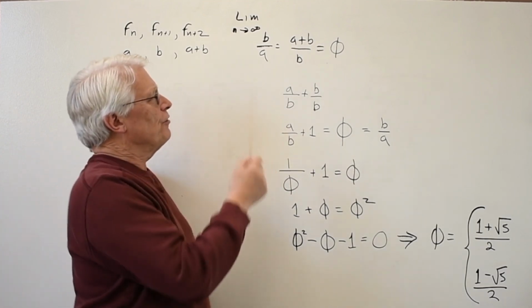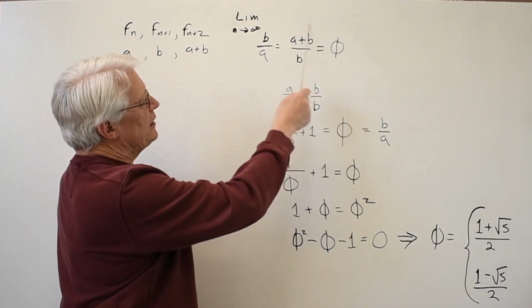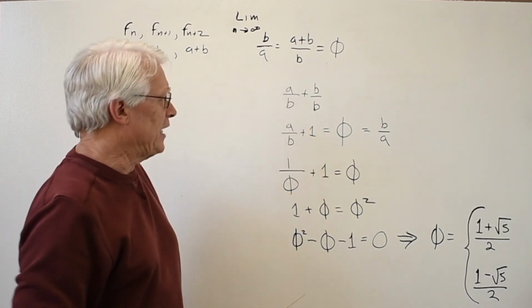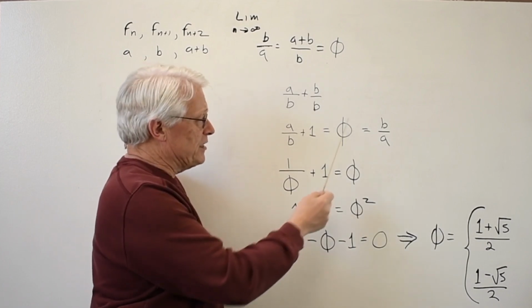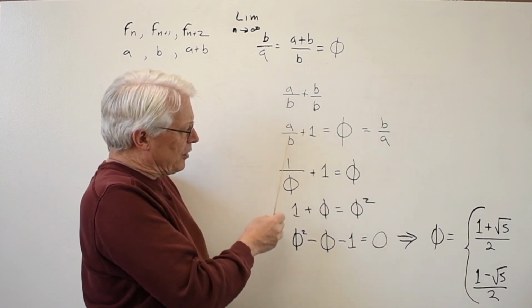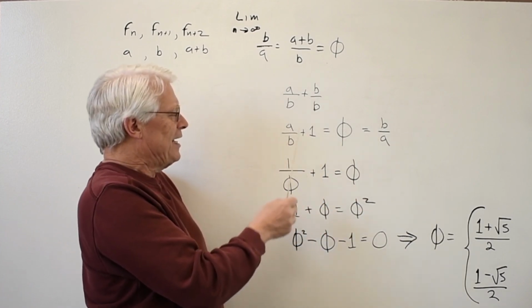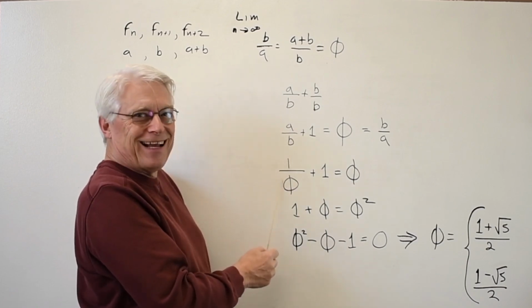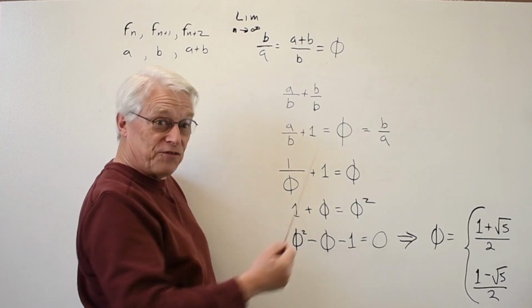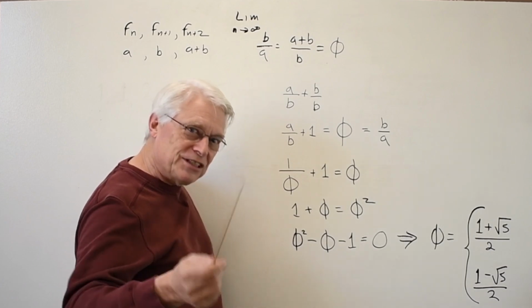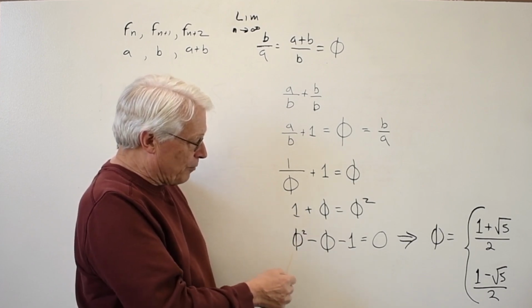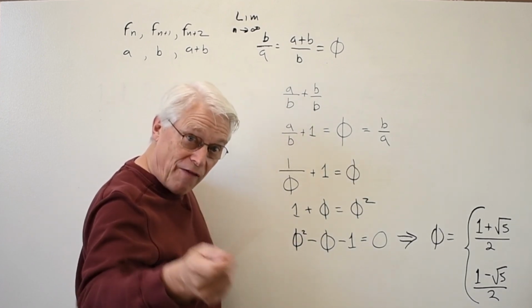Okay, so now we start here. We say this fraction, a plus b over b, is really just a over b plus b over b. But that's just a over b plus 1, and that's still equal to phi, which is also equal to b over a. But b over a is the reciprocal of a over b, so we can replace a over b with 1 over phi, because they're equal. So 1 over phi plus 1 is equal to phi. We already saw that that was true, didn't we? And then if we just multiply through by phi, we get 1 plus phi equals phi squared. We saw that one too, didn't we?